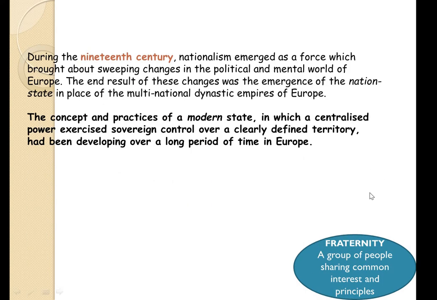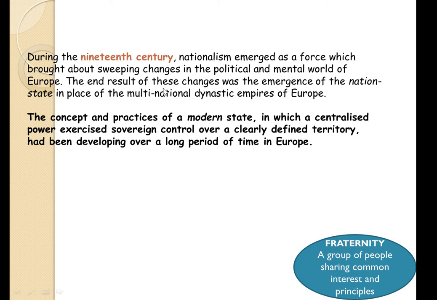During the 19th century, nationalism emerged as a very important force. And this particular force brought about a lot of changes. Sweeping changes means dramatic changes in the political and mental world of Europe. Everything changed in the face of Europe, especially politically. So when things change politically, it will affect the social part also. Did you understand? When something is changed in the political sphere, the social sphere is also affected.